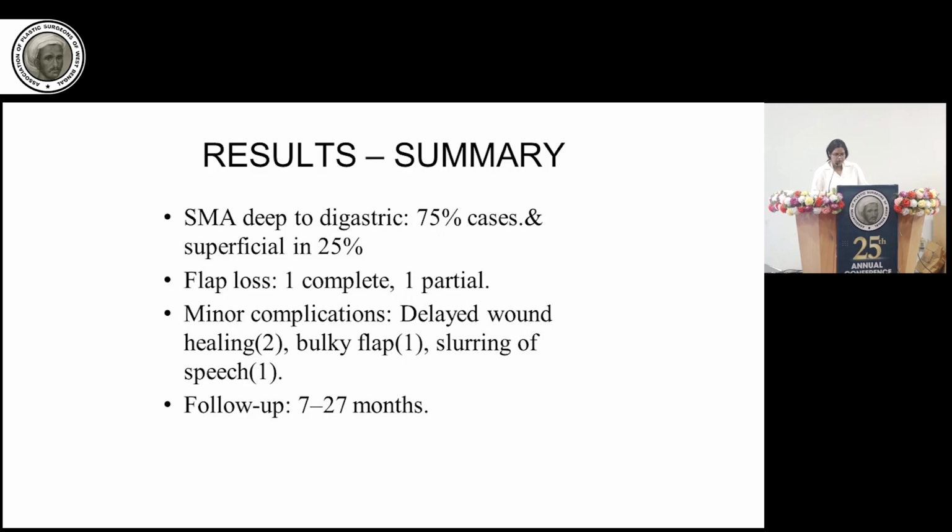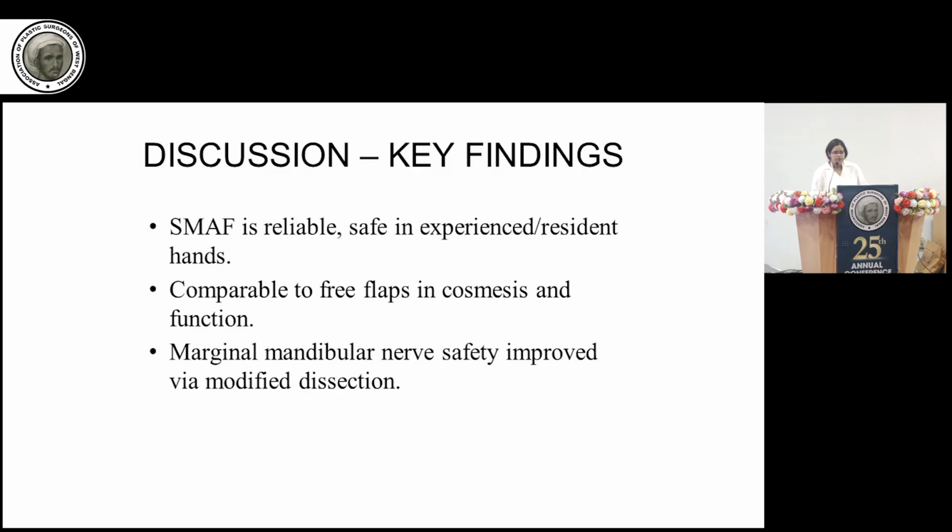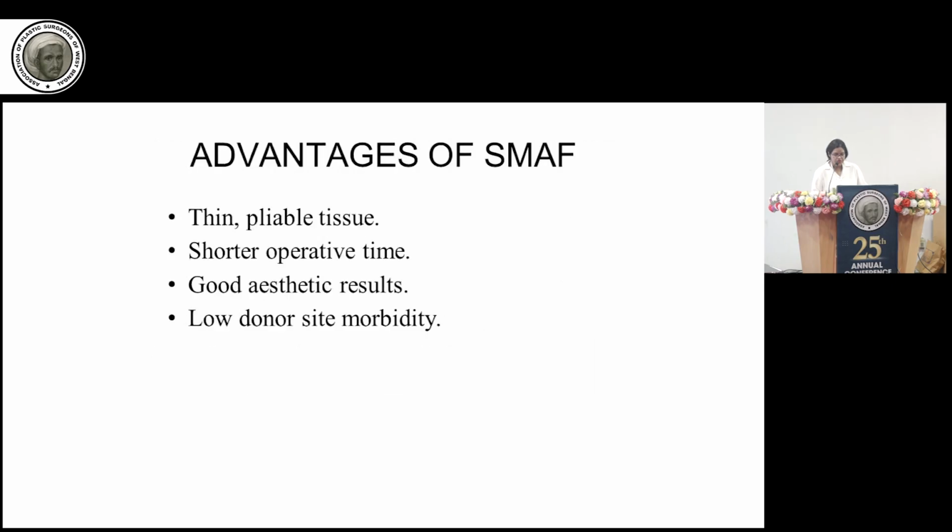Here, when we did the submental artery flap, we found the submental artery deep to the digastric muscle in 75% of cases and superficial in 25% of cases. Now coming to the complications. There was one complete flap loss due to ischemia and one partial flap loss due to venous congestion. These were managed by debridement and secondary wound healing. We also saw some minor complications: 2 delayed wound healing, 1 bulky flap, and 1 slurring of speech. But these minor complications did not affect the final result. The follow-up period was 7 to 27 months.